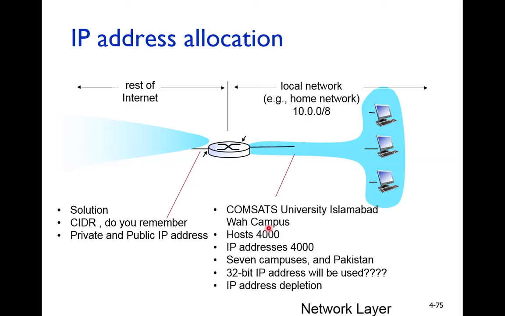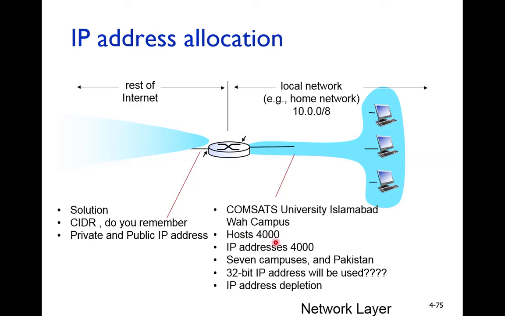Again, I would like to emphasize that initially we had IP version 4, and till now it is the 32-bit IP address. If this is Comsys University and it has 4,000 hosts, it needs 4,000 IP addresses. And if all 7 campuses each have 4,000 hosts, then 28,000 addresses will be used by Comsys. And if you think about other organizations in Pakistan, then these 32-bit IP addresses will all be used within Pakistan. So what about the rest of the world? This is called the IP address depletion problem: the IP addresses were exhausted and all occupied. If you don't have free IP addresses, then other people cannot use the internet, because to use the internet, a host has to get an IP address.